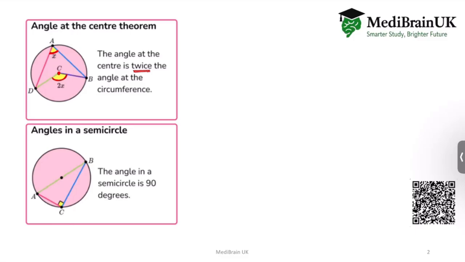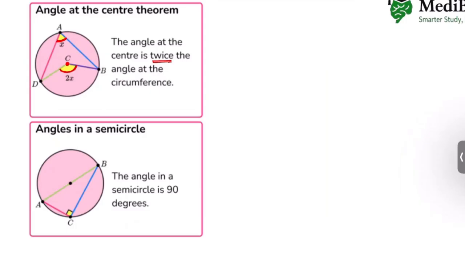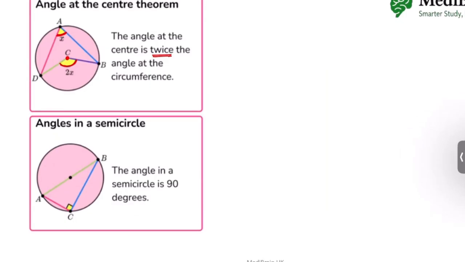Now, the second rule you need to be aware of is angles in a semicircle. The angle in a semicircle is 90 degrees. Basically, when you have a triangle that is contained within half of the circle, like over here, we can see that it's only taking up half of the circle. The angle that is in contact with the circumference will be a right angle.